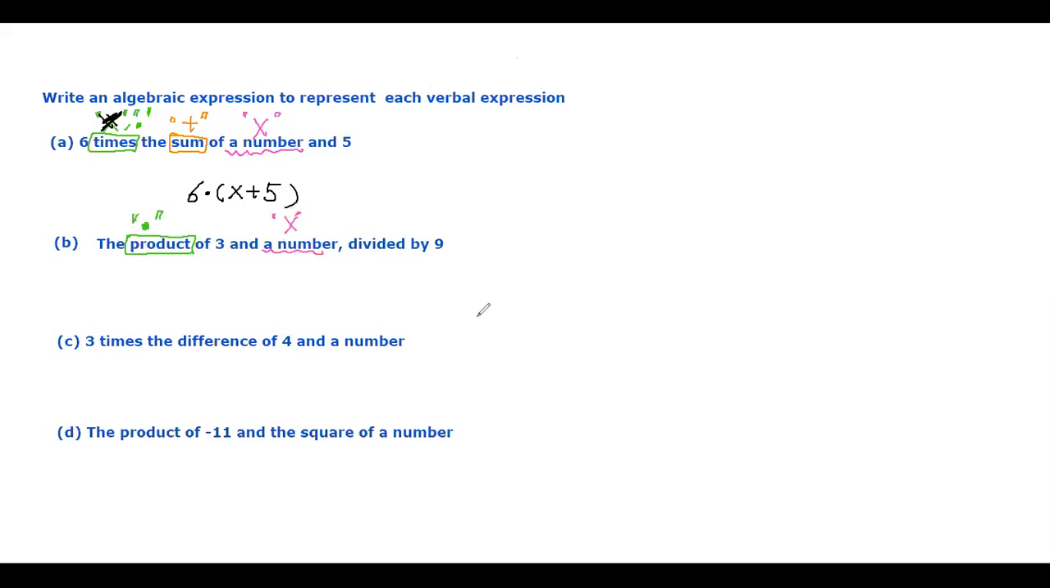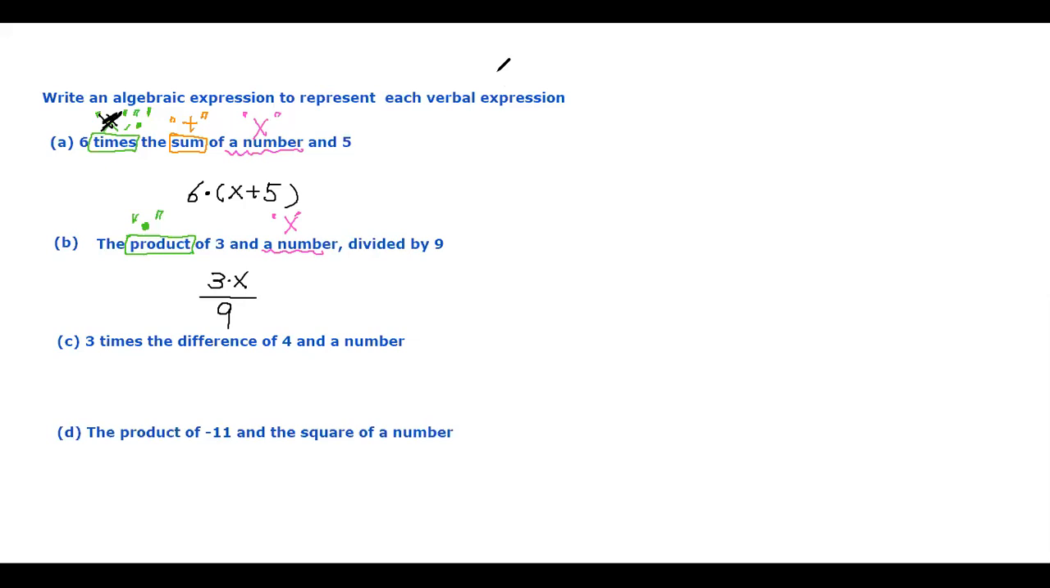Then divided by 9, see here. Okay, so now let's take a look. So this will be the product of the 3. So it's 3 times x, correct? And divided by 9.